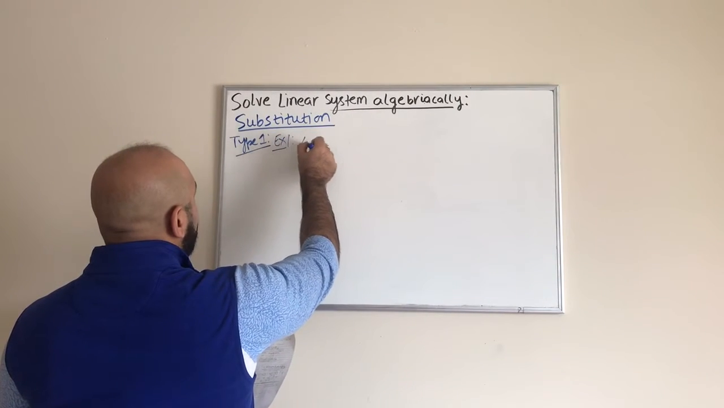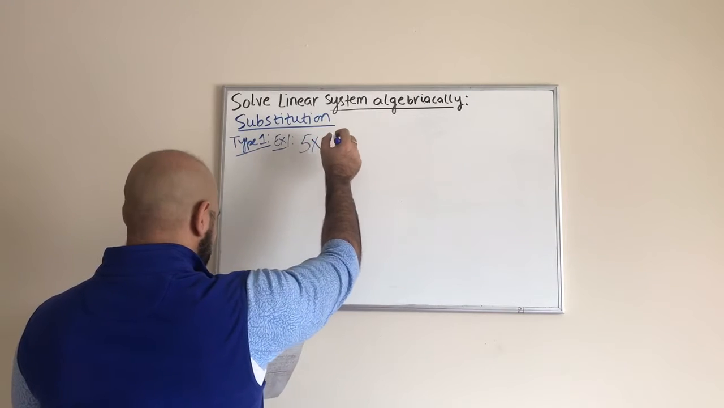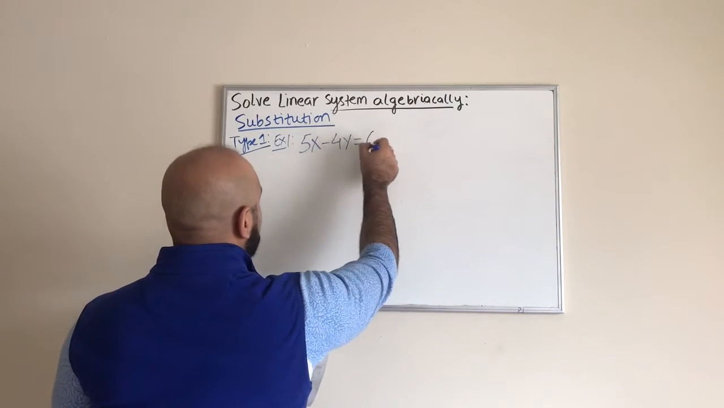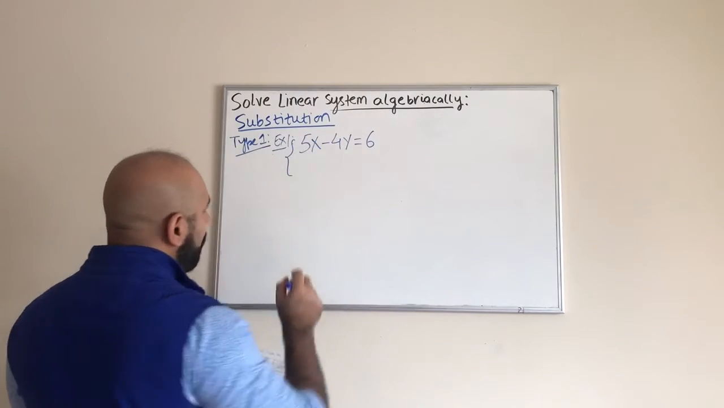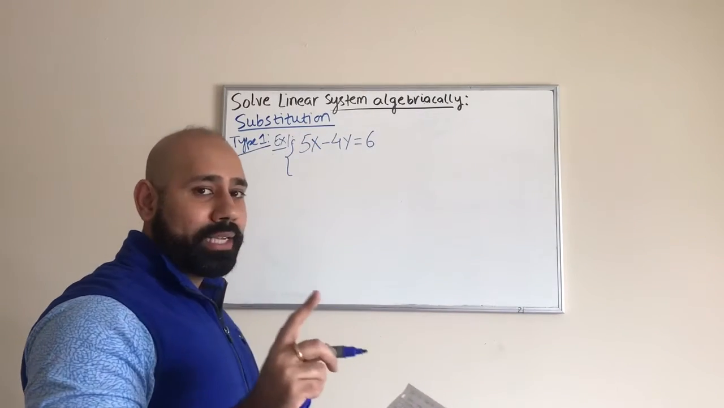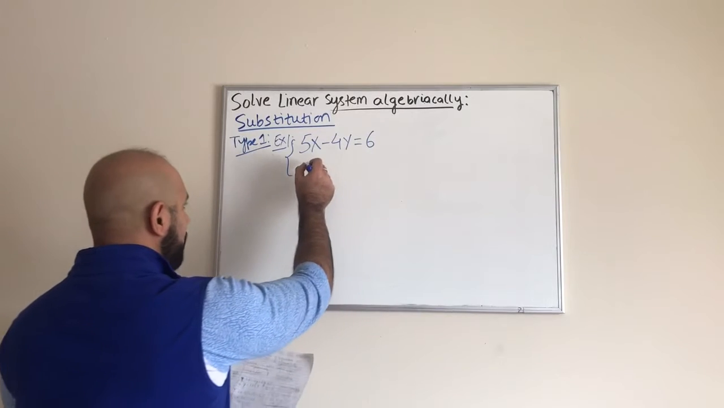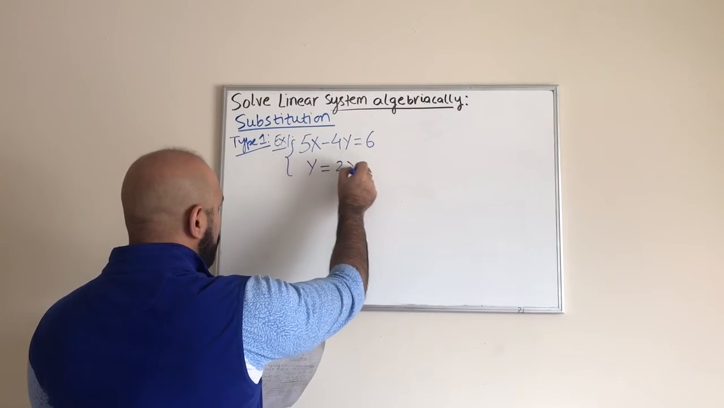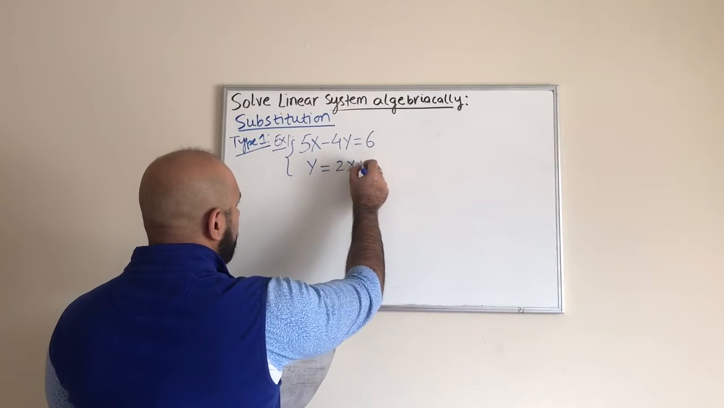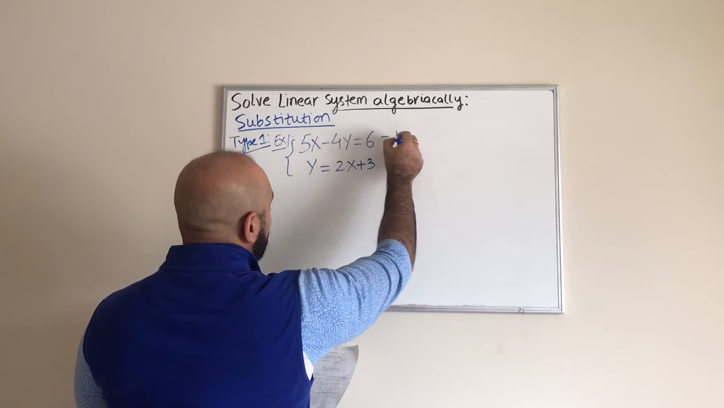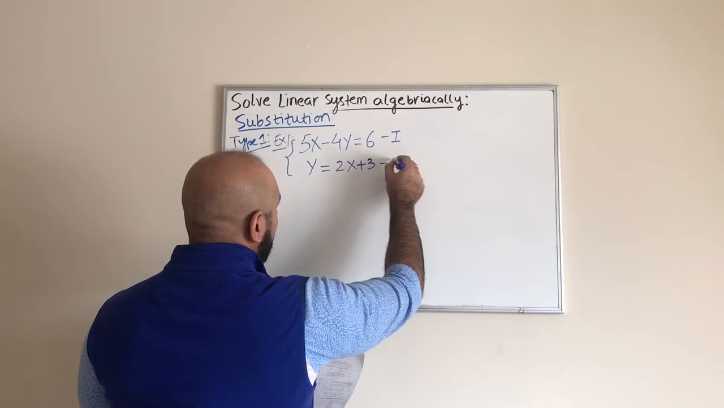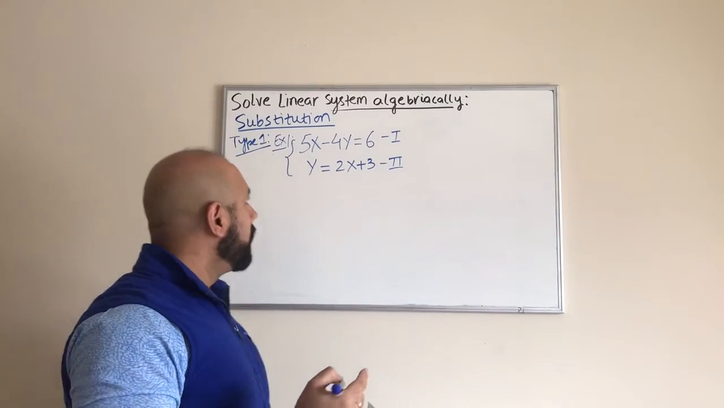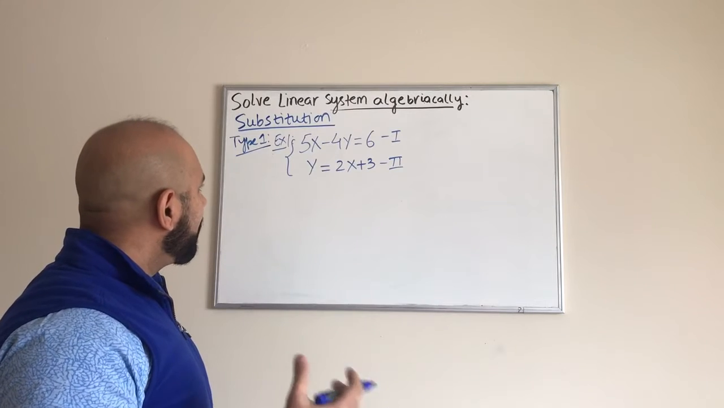I have 5x minus 4y equals 6. And now I'm not only dealing with one equation, we have two equations because it's a system. And I have y equals 2x plus 3. So let us call this equation 1 and this equation 2. I like to start by labeling these as 1 and 2. Now, how are we going to solve this system?